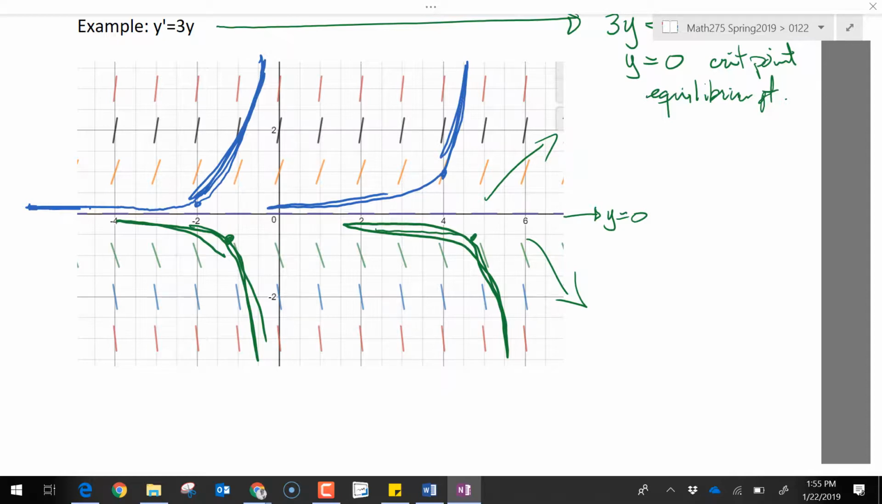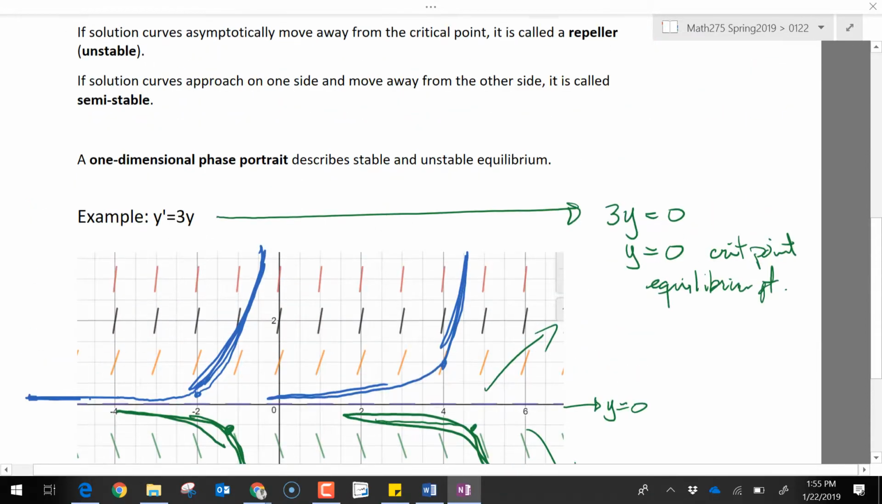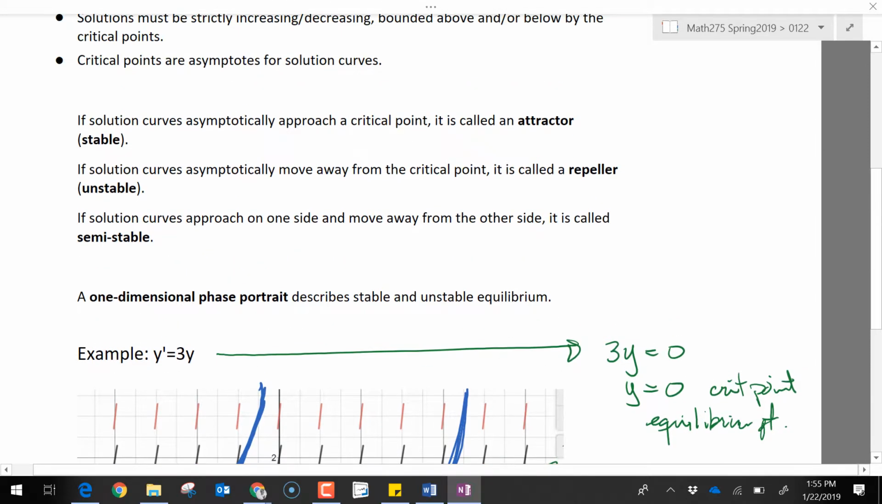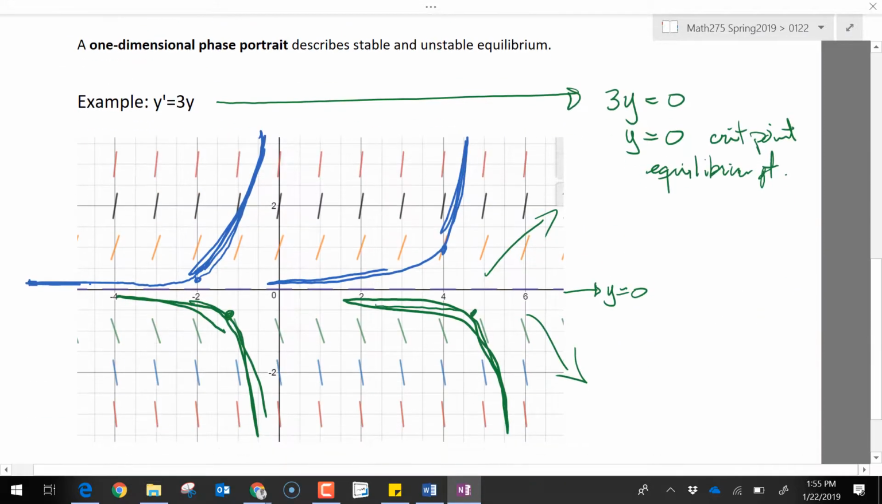It's an asymptote, but in terms of some of the language that we're using here, it's going away from the graph. So this is a repeller. This particular equilibrium is a repeller, or an unstable equilibrium. Okay?